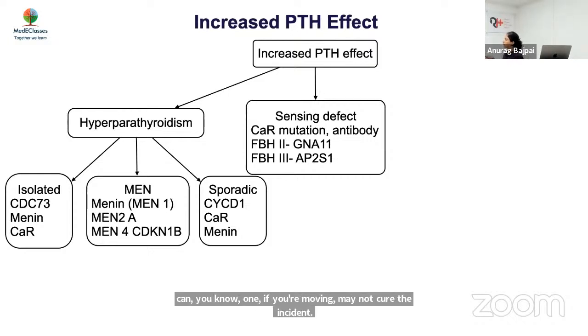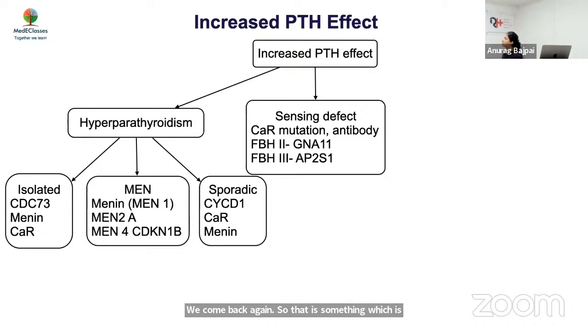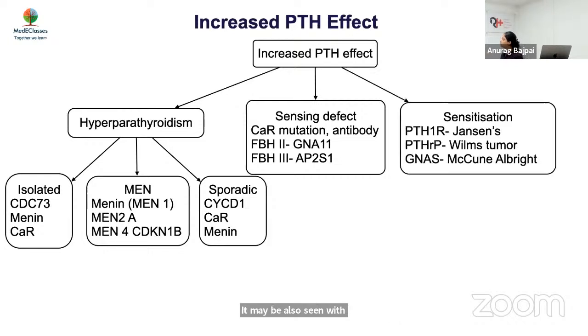Increased PTH effect can be because of a sensing defect, as seen with calcium sensing receptor mutation or antibodies to the calcium sensing receptor. It may also be seen with familial benign hypercalcemia, which may be because of different genetic causes. It is very important to identify this because earlier people used to say: you have hyperparathyroidism, PTH is high, and you've got high calcium, so remove the parathyroid. Would the removal of parathyroid result in remission of hypercalcemia in this form, calcium sensing receptor defect?